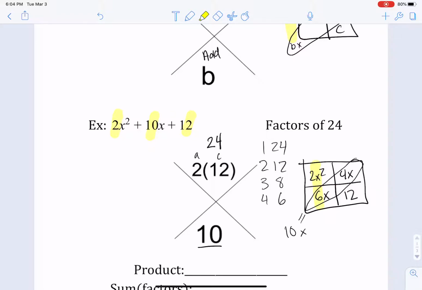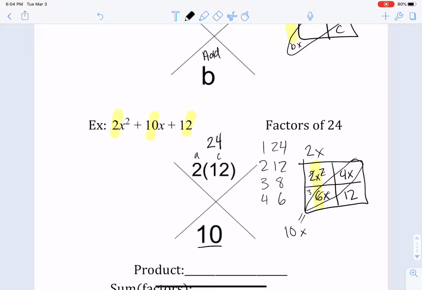So when we look at this first column here, what's the greatest common factor of these two terms? Well, we can pull a 2 and an x out of both of them. That would make this 2 go away and leave us just with an x here. And that would make this 6 become a 3 and no more x there either.